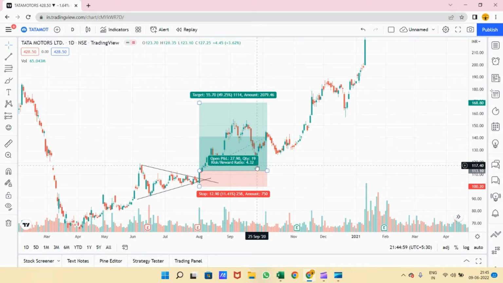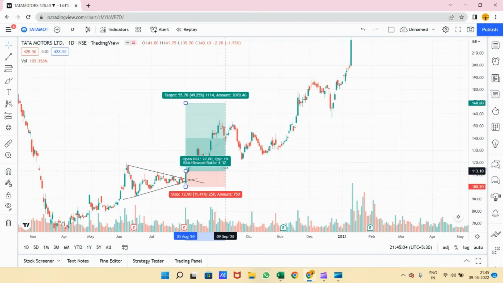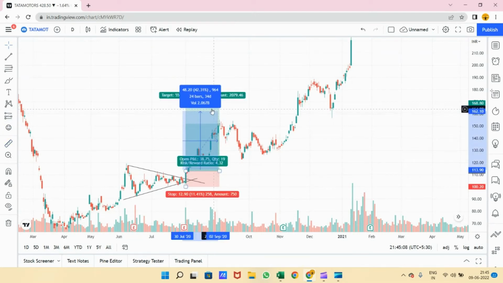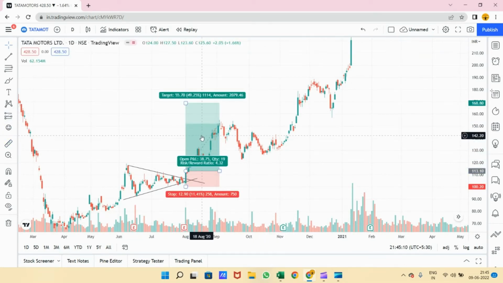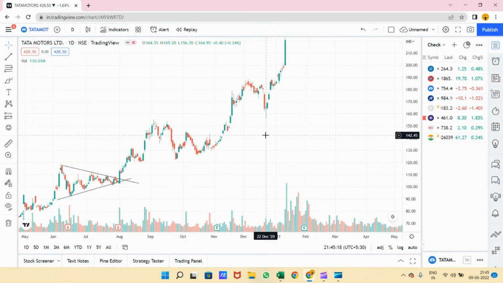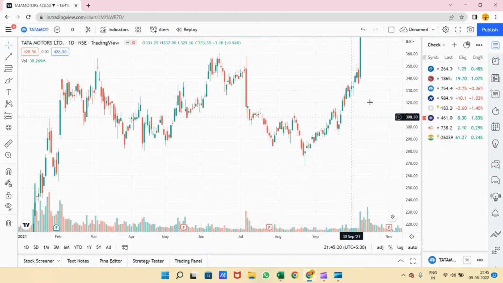It is 1:4 risk reward in just 34 days. You can achieve 1:4 risk reward in swing trading. So this is the beauty of this pattern. This is called a symmetrical triangle that happened here. So let's see any other charts, any other patterns that happened in the chart.